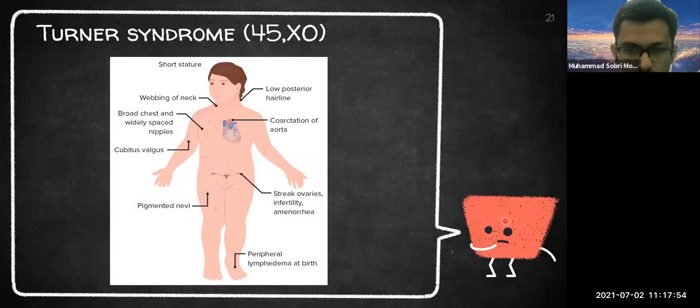And next, there are a few syndromes such as Turner syndrome, 45XO. This patient can be presented with some of the features that the child can present: short stature with webbing of the neck, low posterior hairline, can also have coarctation of the aorta, broad chest and widely spaced nipples, cubitus valgus, infertility, pigmented nipples, also peripheral lymphedema.